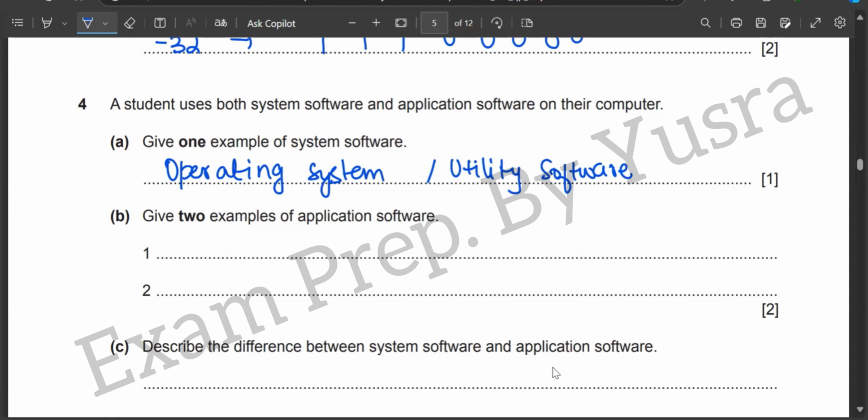Give two examples of application software. The applications that we use on a computer, we can talk about the web browser here. We can talk about the social media apps. We can talk about the spreadsheets, the database, games, all of that. So you can write any two of them.